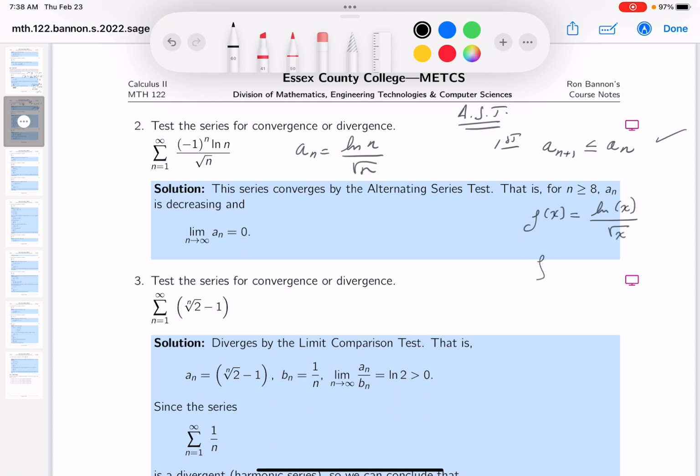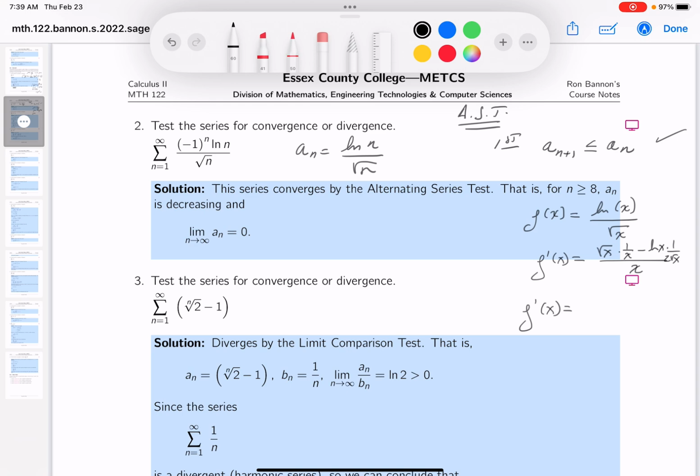I'm going to write the derivative down. I'm going to square the bottom, and that would be x. Bring the bottom to the top, that's root x, times the derivative of natural log, which is 1 over x, minus the top, which is the natural log of x, times the derivative of the bottom, which is going to be 1 over 2 root x. All right, I'm going to keep writing this. It looks kind of crazy looking, doesn't it?